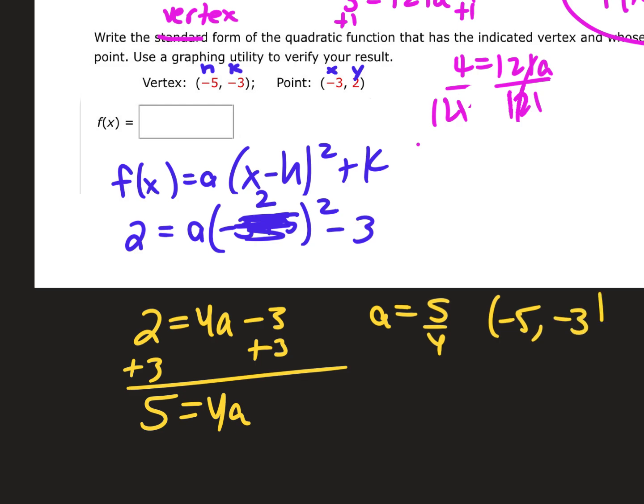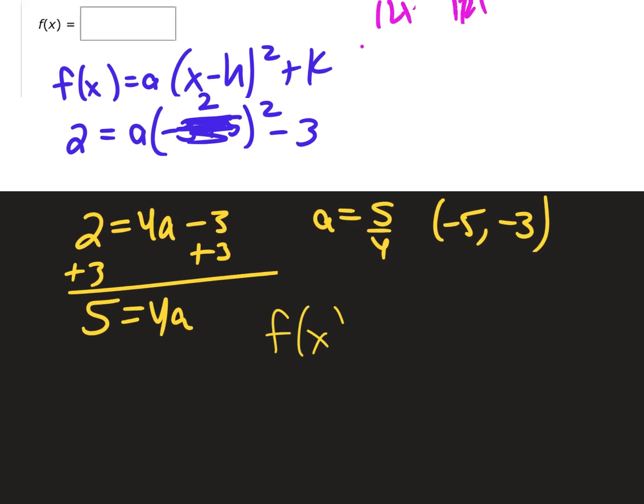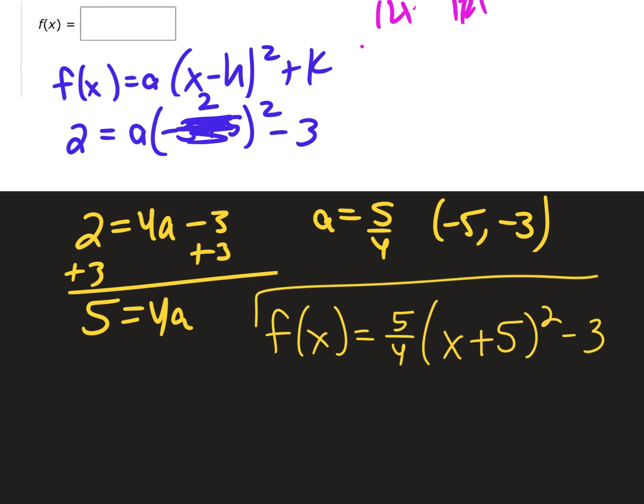And your vertex is at -5, -3. So write the equation in vertex form. It's f of x equals, what's my a term? 5 over 4 times x minus a negative gives me +5 squared. And then I have what? There you go. There's your vertex form.